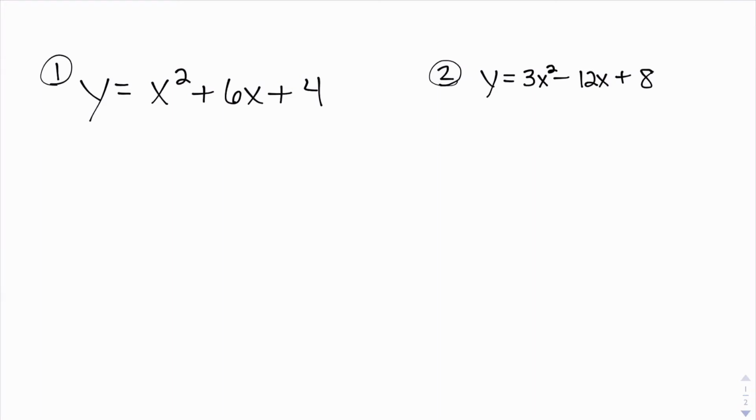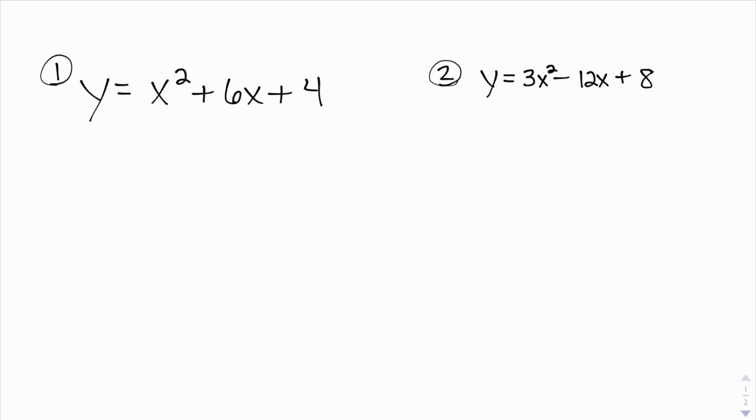Hey guys, I'm here with just a quick video to review how to take a quadratic function like we have in these two examples and put it into our graphing form. We had to do this back when we were working with quadratic functions in chapter 5 and graphing, and it's going to come back and we're going to be using it again as we work with conic sections in chapter 11. So looking at example number 1, we have y equals x squared plus 6x plus 4.